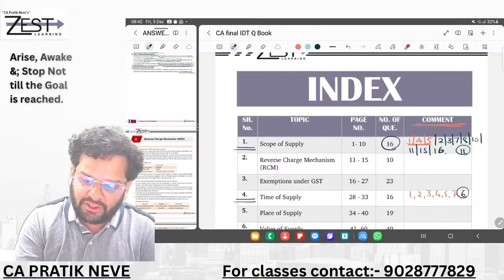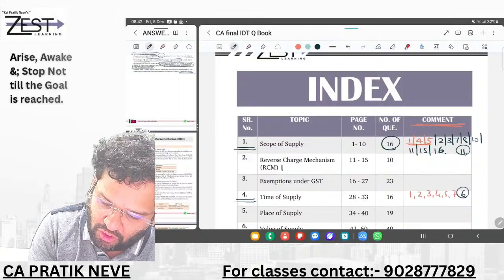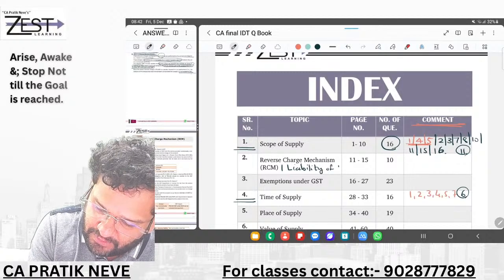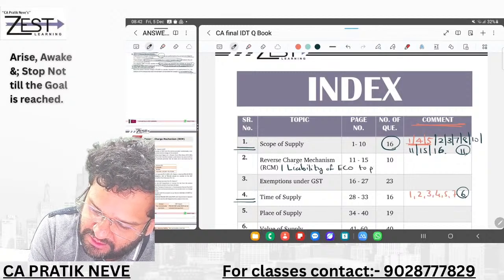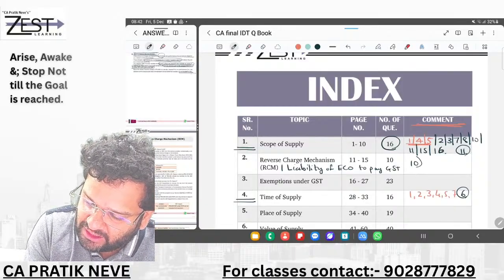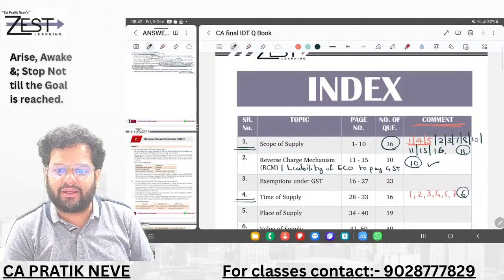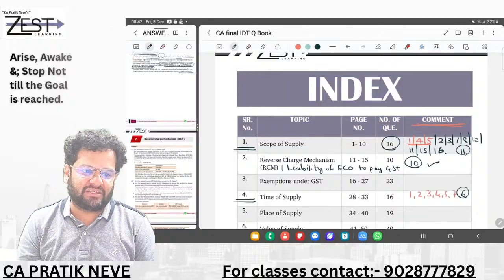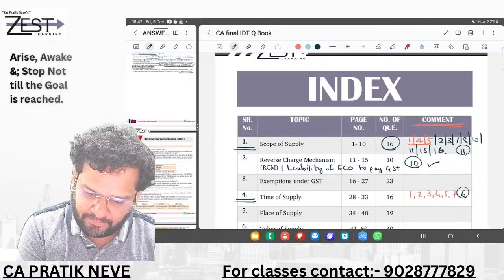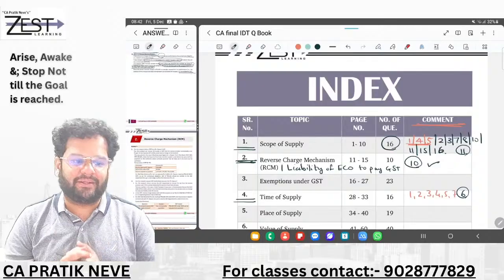Even though I'm calling this topic as RCM, it will also have questions of liability of ECO to pay GST. That also will be covered. And believe me, right now, 10 out of 10 questions we are going to cover of this topic. So by today's day end, we are completing entire RCM topic. Okay. So this way now, very strongly, we are going ahead.